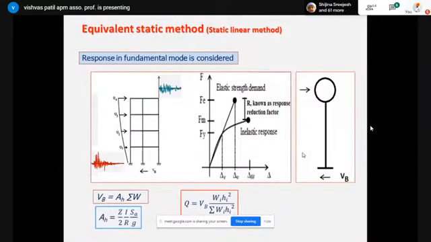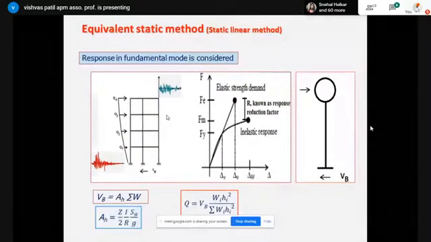Equivalent static load method. In this, the basic assumption is that the structure is idealized as a single degree of freedom system. Actually, a multi-storied building is not a single degree of freedom system, but for the sake of simplicity, we are assuming in this particular method that it is an SDOF system. If it is a single degree of freedom system, then the response in the first mode is assumed to be predominant, that is, mass participation in the first mode is more than 90%. Then this particular method is applicable.